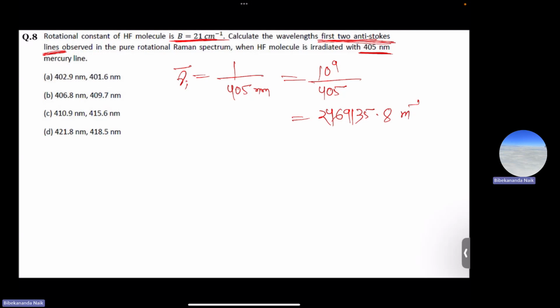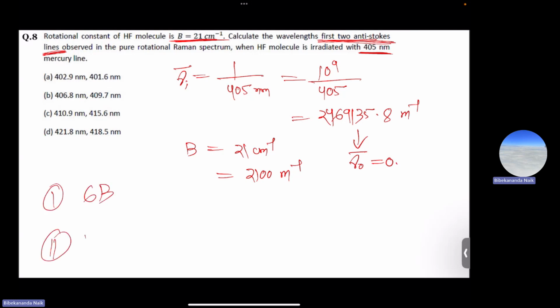Now, the value of B is given. The value of B is 21 centimeter inverse, so it will be 2100 meter inverse. Now, this line corresponds to nu zero at the zero position. Then the two anti-Stokes lines, one line will appear at 6B and another line will appear at 10B. So how are these 6B and 10B appearing?